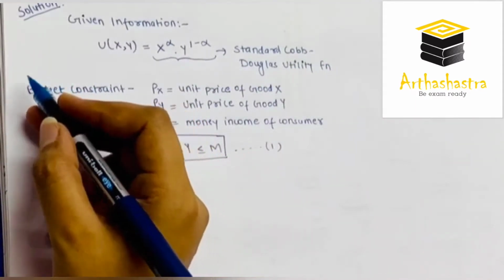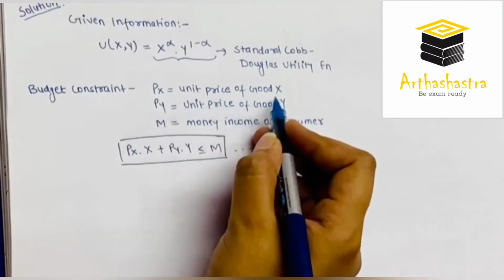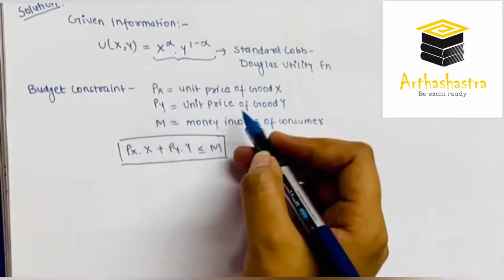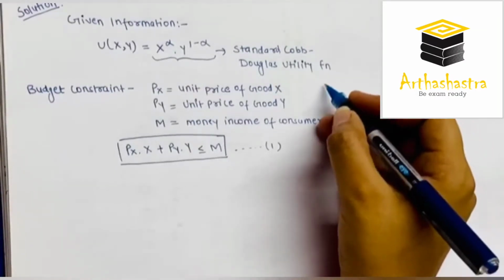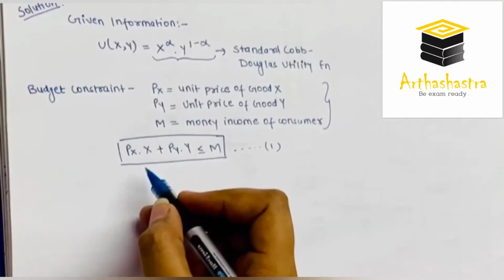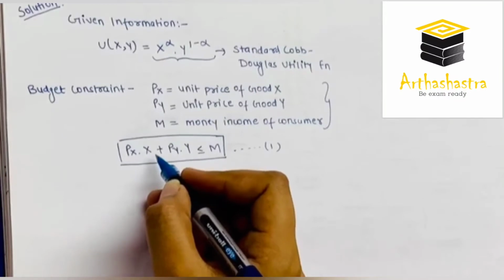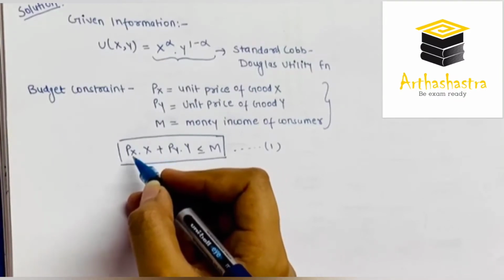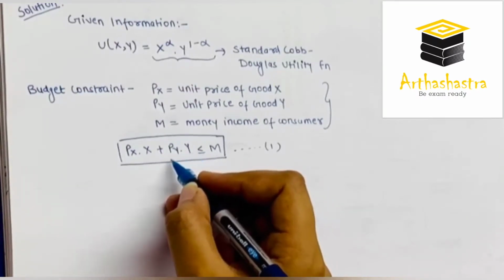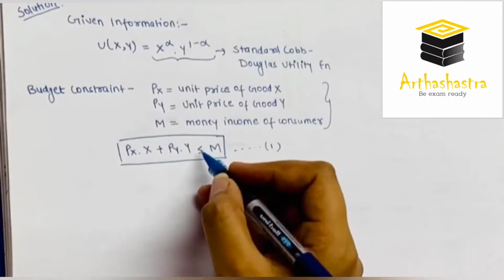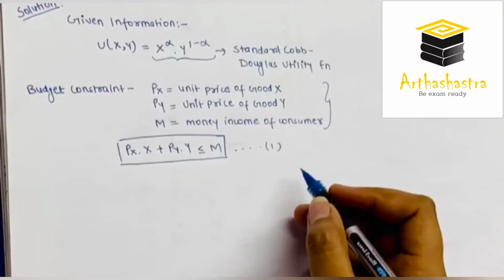Another piece of information which we are given is related to the budget constraint. It is given as px is the price of good x, py is the price of good y, and m is the money income of the consumer. Now from this information we write down our budget constraint. It is px times x, that is the expenditure that a consumer does on consumption of good x, plus py times y, the consumption of good y in money terms, less than or equal to m, his total income. So this is what we have derived from the question.